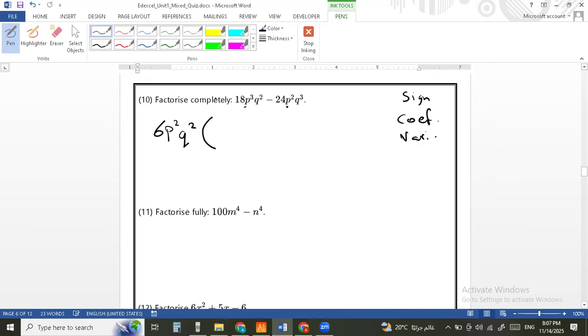Open brackets. 18 divided by 6 is 3. P to the power of 3 divided by p to the power of 2 is just p. Q to the power of 2 divided by q to the power of 2, bye-bye. Minus 24 divided by 6 is 4. P to the power of 2 divided by p to the power of 2, bye-bye. Q to the power of 3 divided by q to the power of 2 is just q. Now I have fully factorized.